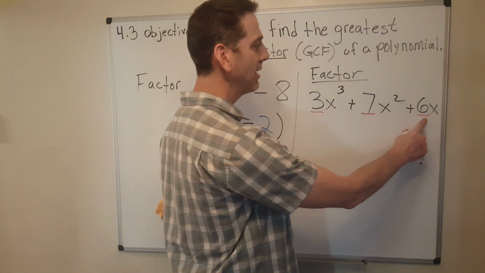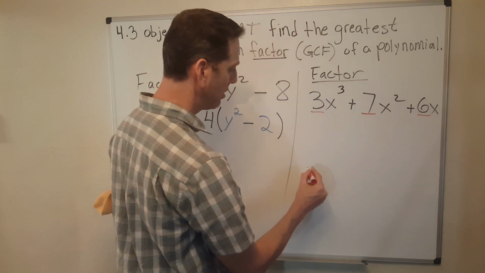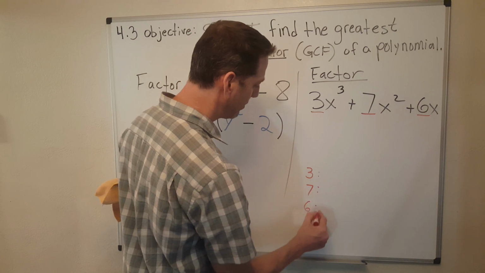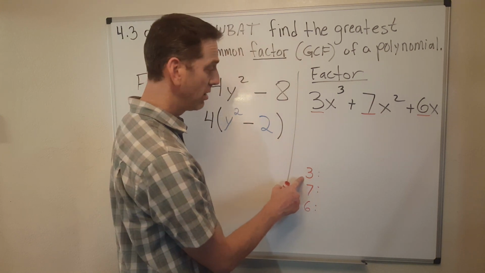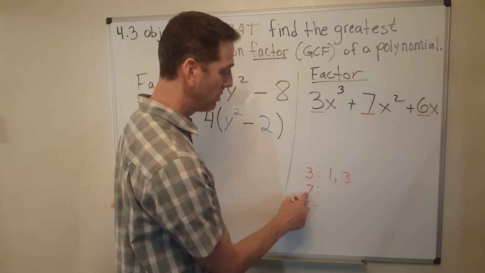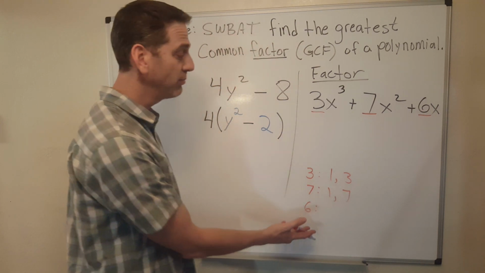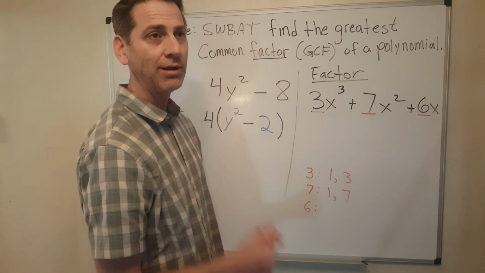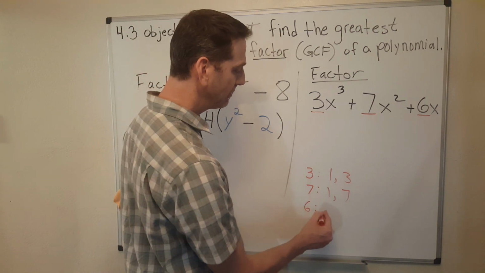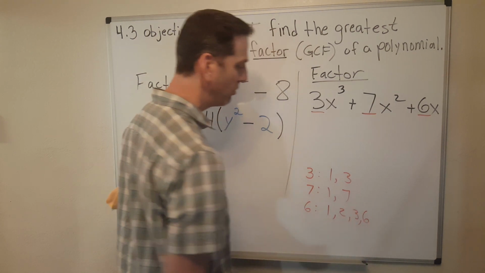Well, 3 and 6, the greatest common factor would be, well, let's just go ahead and try it down here. Let's do 3, 7, and 6. Okay, the factors of 3, 1 and 3. It's a prime number. Factors of 7, 1 times 7, another prime number. Prime number, that just means it has only one factor, the number itself and 1. 6, now 6, you could go 1 times 6 or 2 times 3. It's not a prime number.